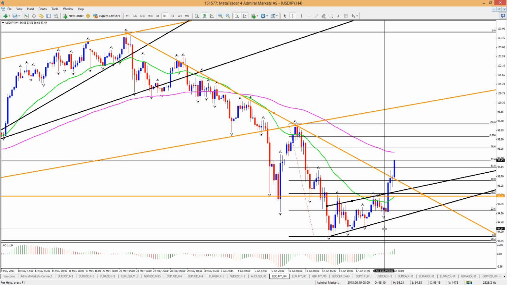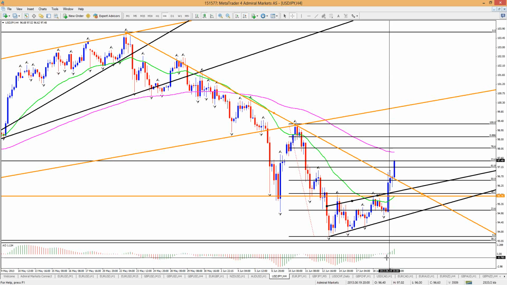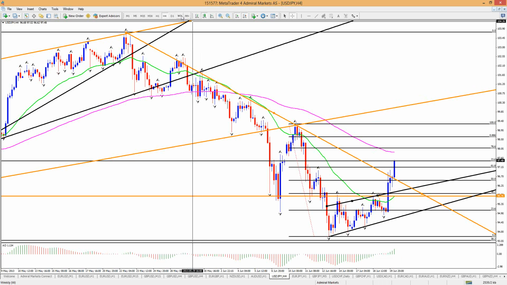Let's see. It's basically more or less like a wave 1, 2, 1, 2, and this is the wave 3, for those of you who like Elliott wave, so that's always possible. Let's move on to the Aussie.